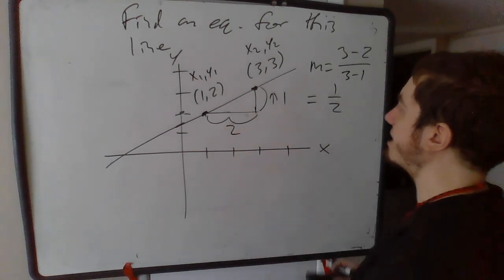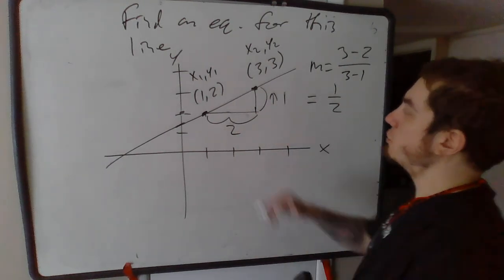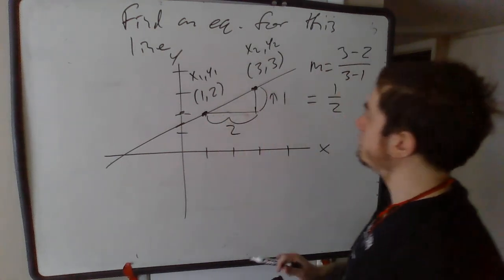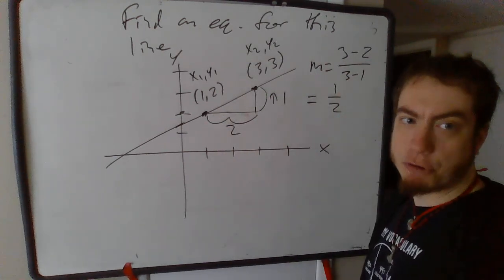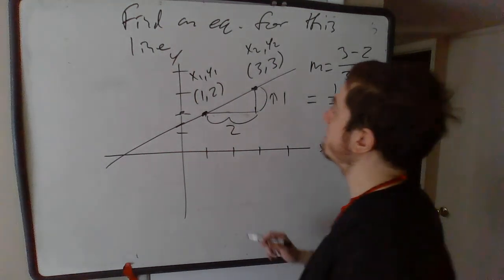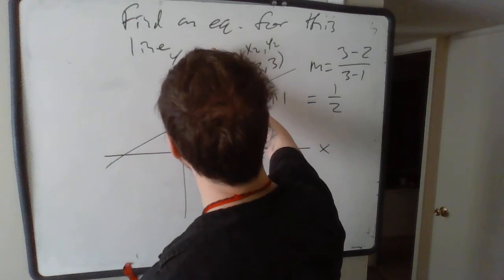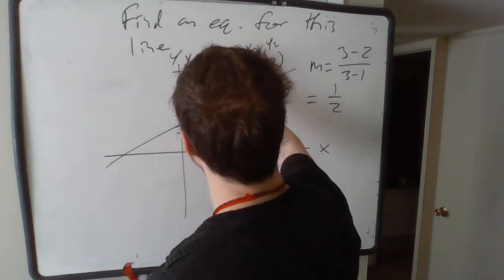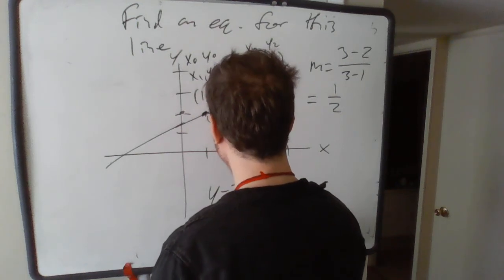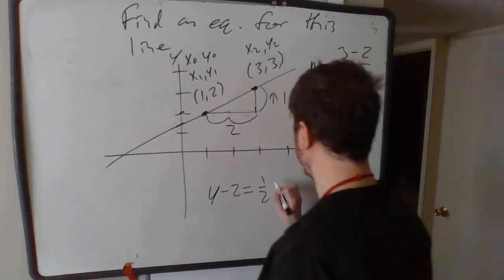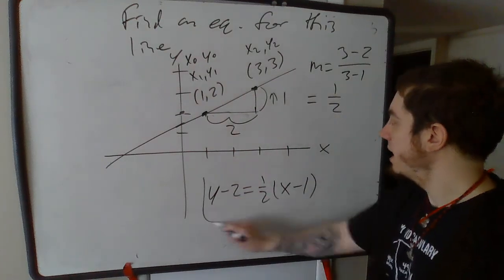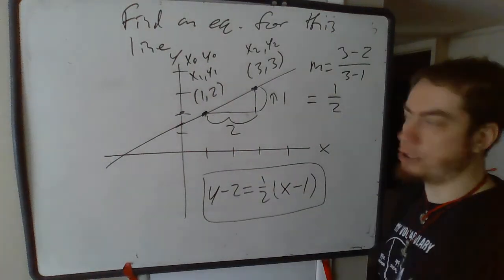So if you think about just reading it off that way, you could, without even working this out, look at the dimensions of this triangle, and that would give you the slope as well. And then I'm just going to pick this first point as my x0 and y0. So that's going to give me y minus 2 is equal to 1/2 times x minus 1. And there is an equation for this line.